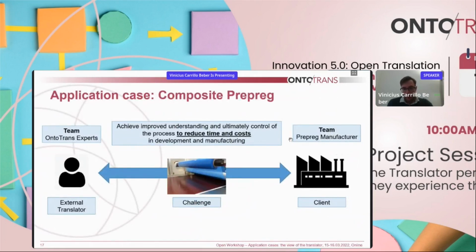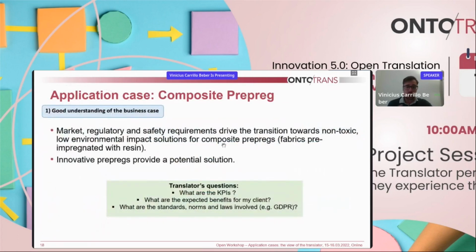So within OntoTrans, there was the team of OntoTrans experts, who were the external translators, and then the team of the prepreg manufacturer, which is the client. And the challenge here was to achieve improved understanding and ultimately control of the process to reduce time and costs in development and manufacturing. So the first step is a good understanding of the business case.